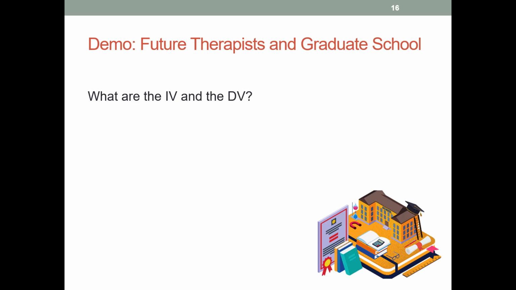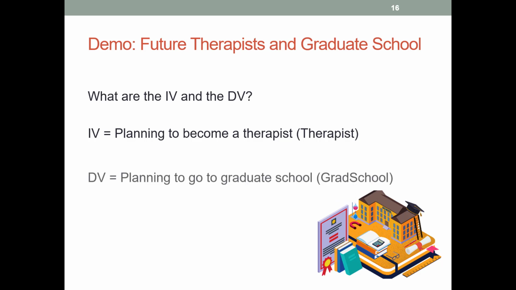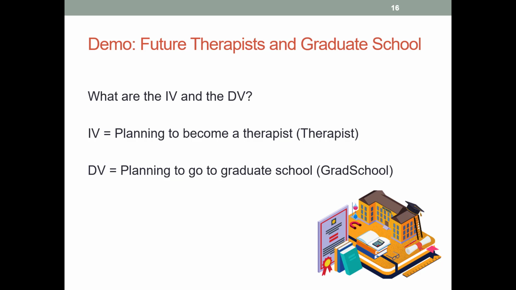Now, what are the independent variable and the dependent variable? And so we might think that the independent variable is planning to become a therapist, and so that is the therapist variable in our data set. Whereas the dependent variable will be planning to go to graduate school, and so that is the grad school variable in our dataset.